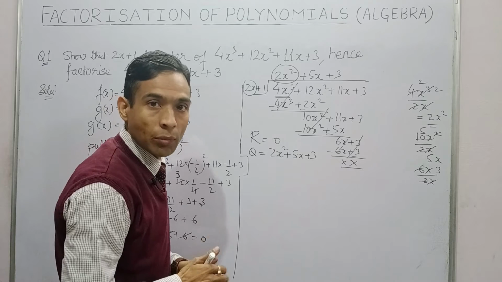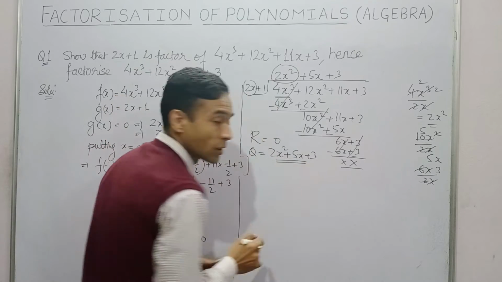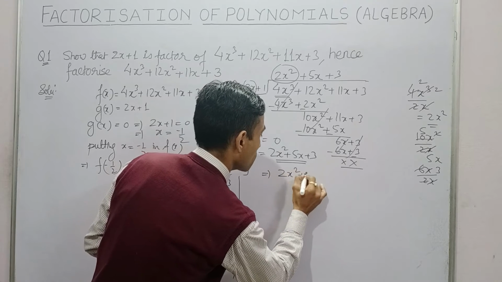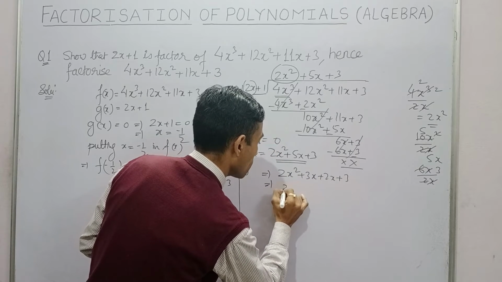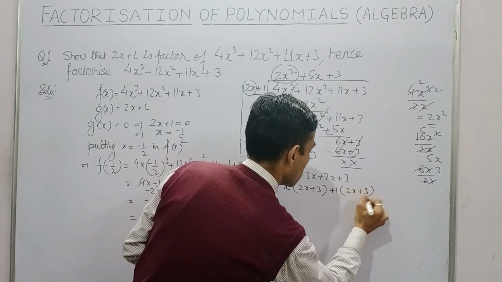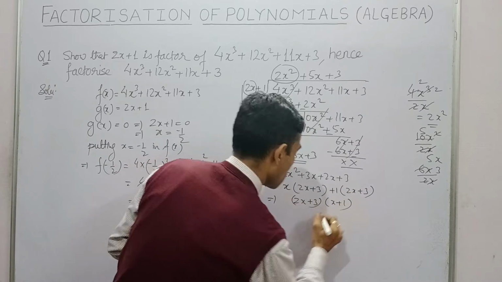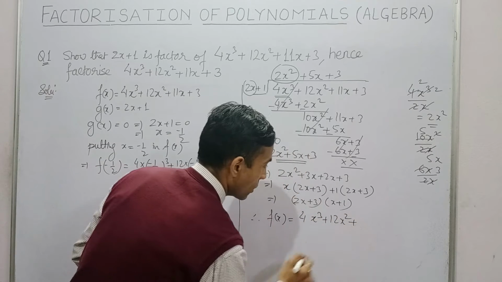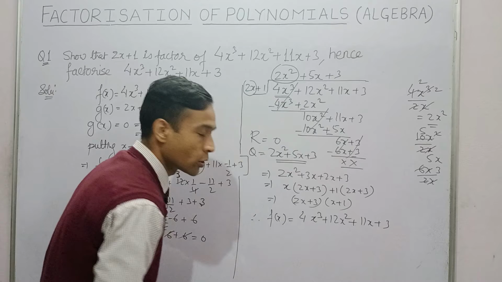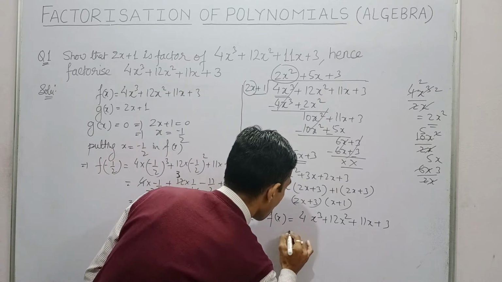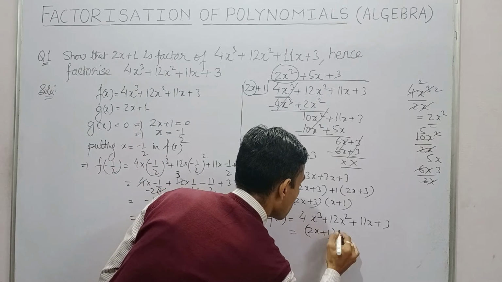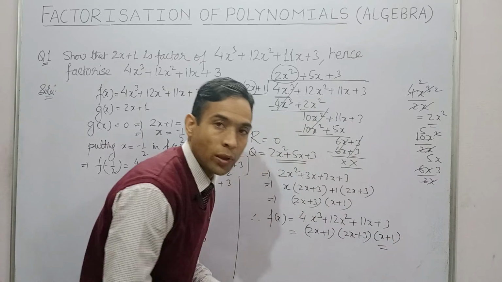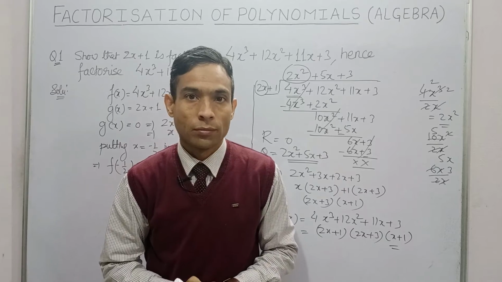In order to find out the remaining two factors, we will factorize this quadratic equation using the splitting middle term method. Therefore, the factors of the given polynomial 4x cubed plus 12x square plus 11x plus 3 are 2x plus 1, 2x plus 3 and x plus 1. Now let's do our next question.